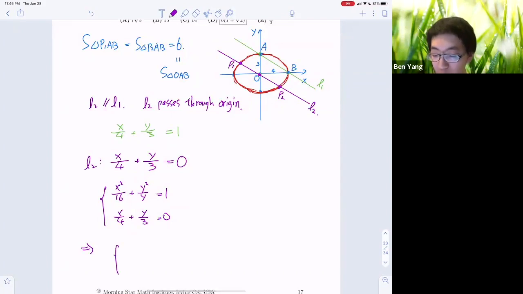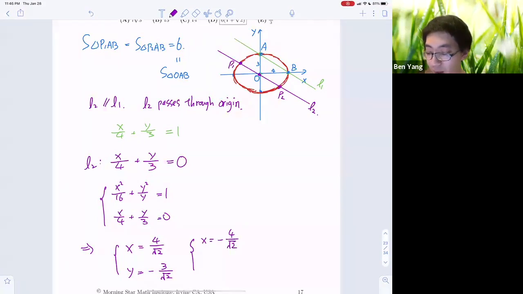So one of them is x is equal to 4 over root 2, y is equal to negative 3 over root 2. The other solution is x is equal to negative 4 over root 2, and y is equal to 3 over root 2.